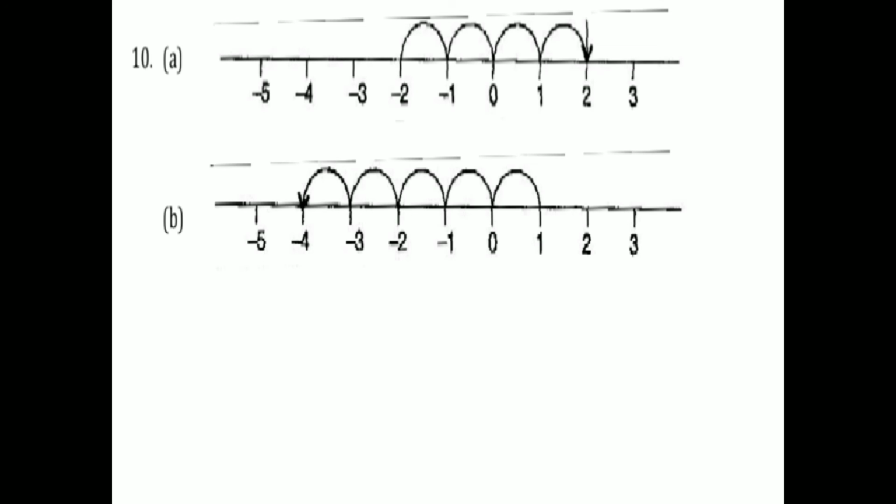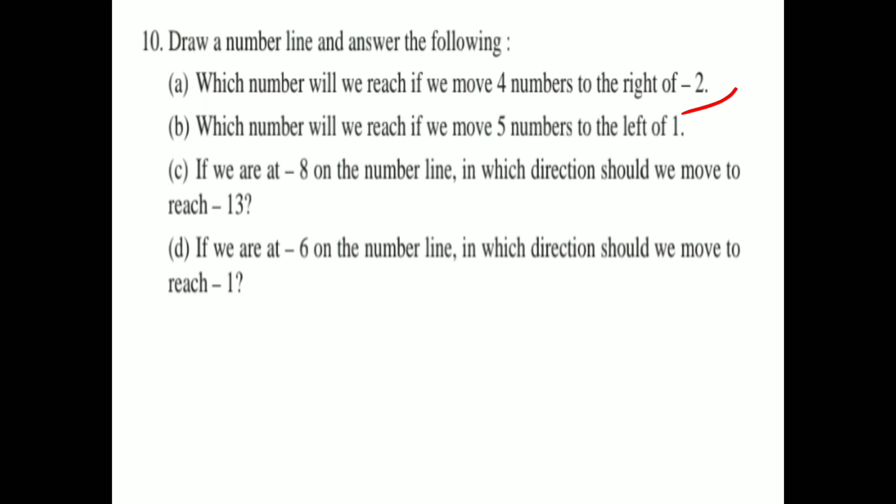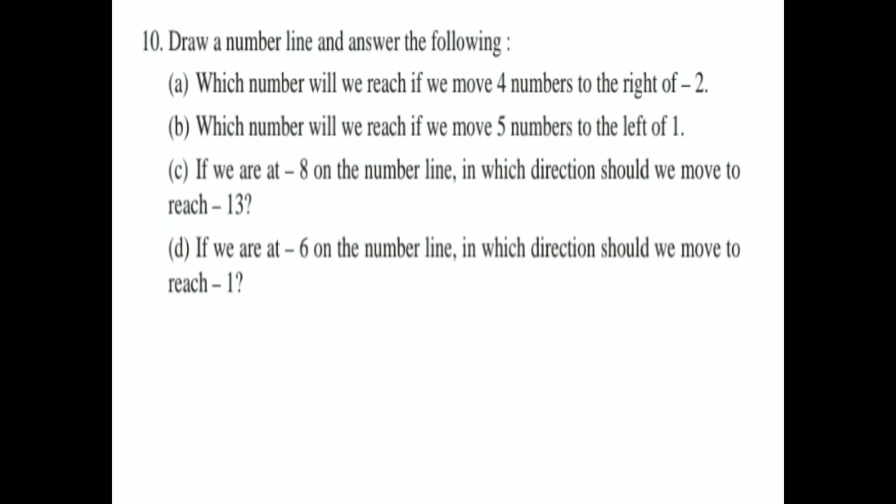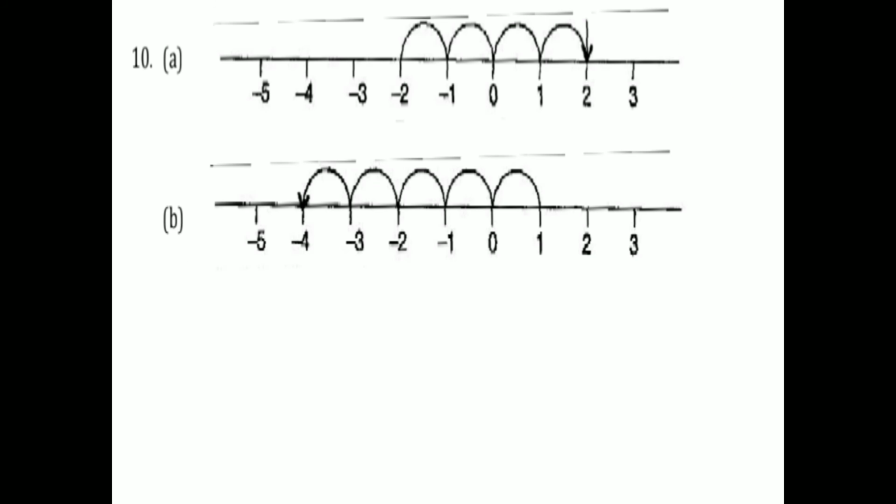Minus 2, if you go to the right, you have to make a number line like this. Minus 2, you have to move to the right, on the positive side. So you write 1, 2, 3 and there you put an arrow. Where you are going you have to put an arrow. So which number do we reach? We reach 2. So A part answer is 2.